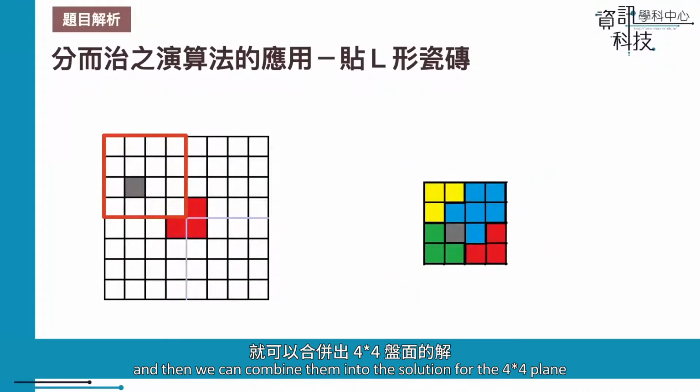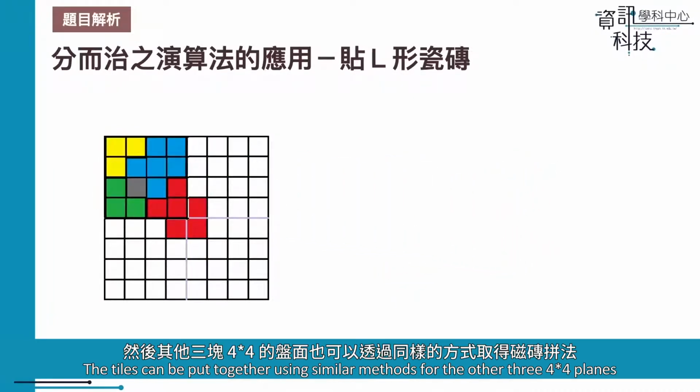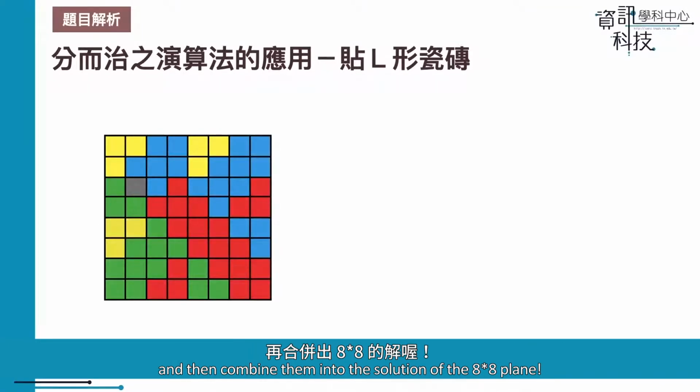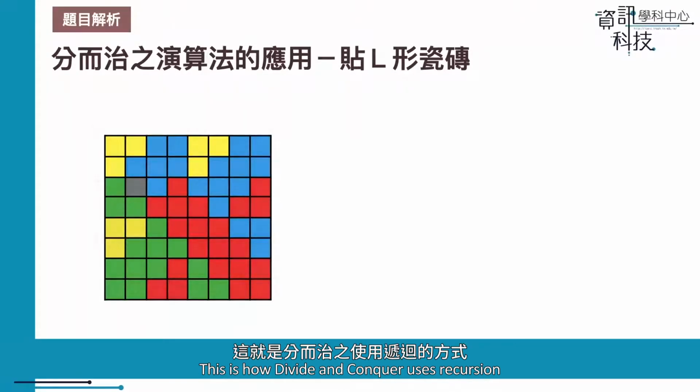Next, we just need to get the solutions for each of the smallest planes, and then we can combine them into the solution for the 4 times 4 plane. The tiles can be put together using similar methods for the other 3 4 times 4 planes, and then combine them into the solution of the 8 times 8 plane. This is how divide and conquer uses recursion.